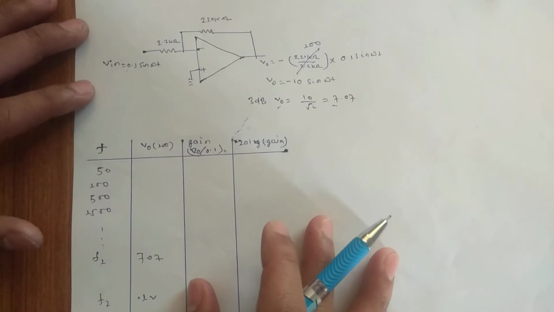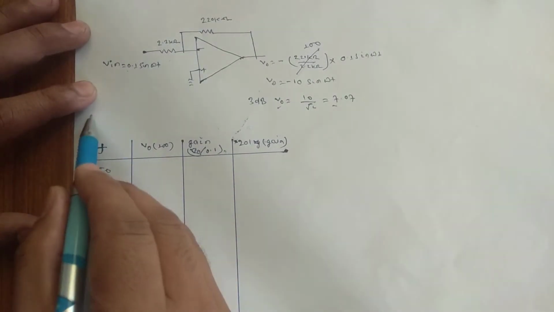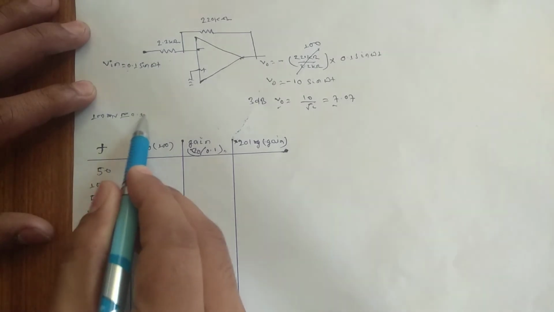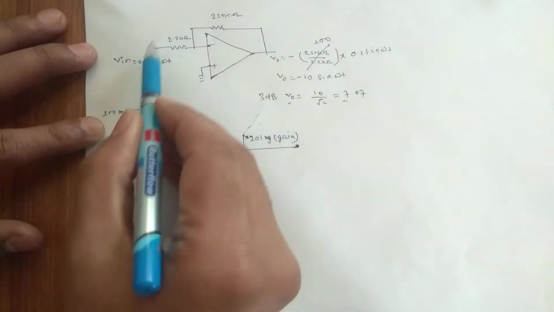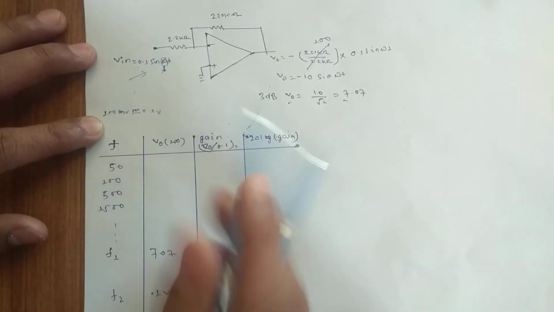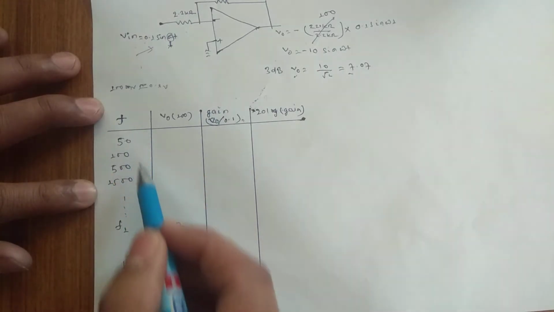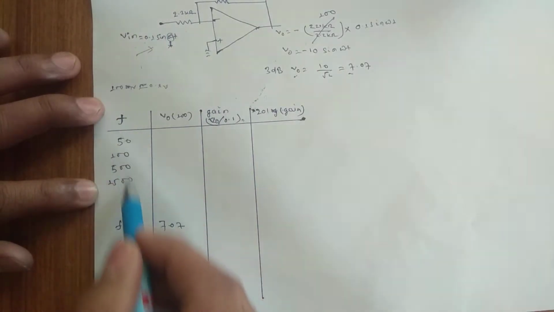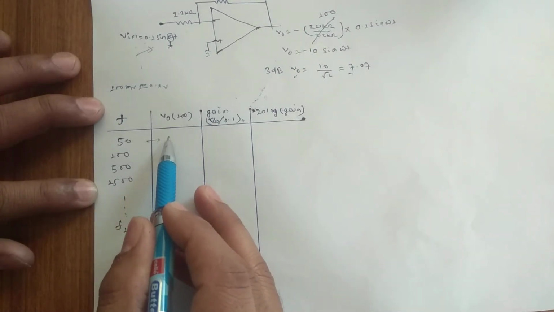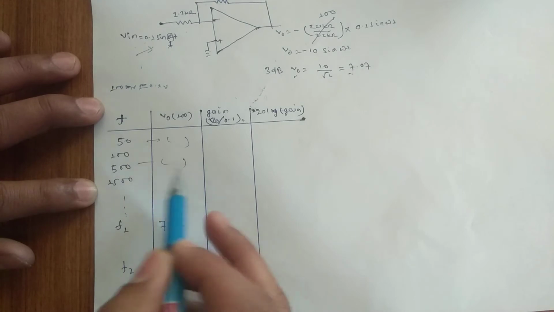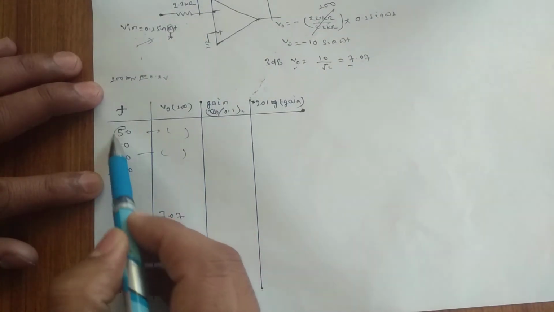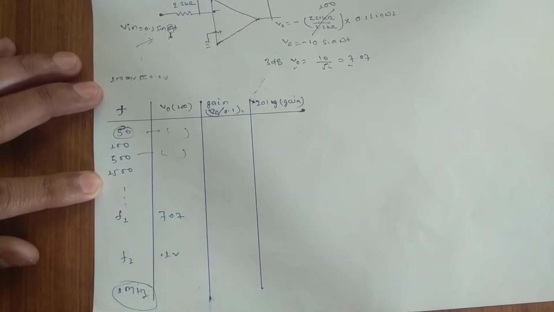Now what we are going to do? We are just going to keep the input constant around 100 millivolt, which is equal to 0.1 volt. Now we are going to change the frequency by the function generator. These are the frequencies that we will be changing. This is the column of frequency, and at each frequency we are going to jot down the output voltage. We are going to start from 50 Hz and end at 1 megahertz.